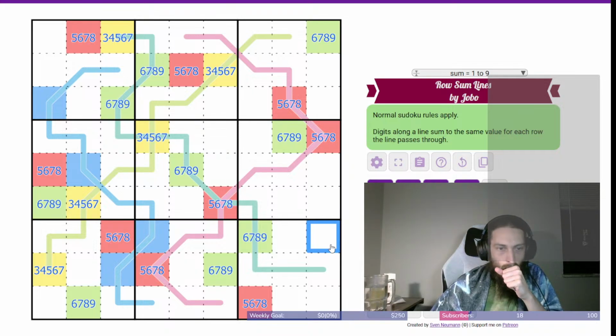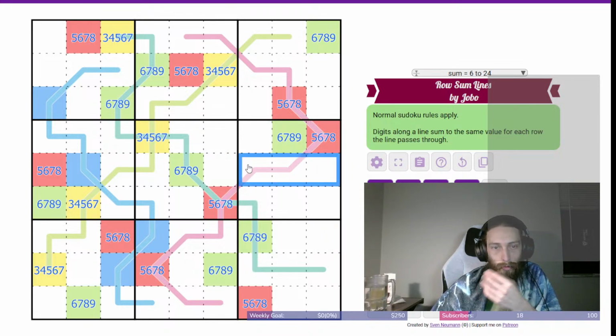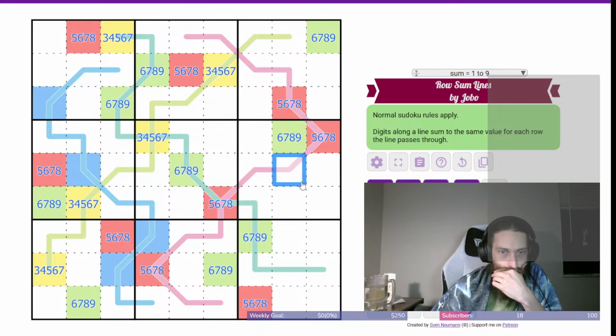Was yellow larger than red or smaller than red? Yellow is smaller than red. Oh, right, because it's one of those two. Yeah, it's got to go on the red line. Unfortunately, not helpful for in here. Yeah, yellow's not very helpful at all.